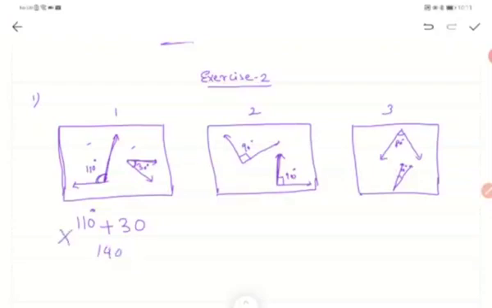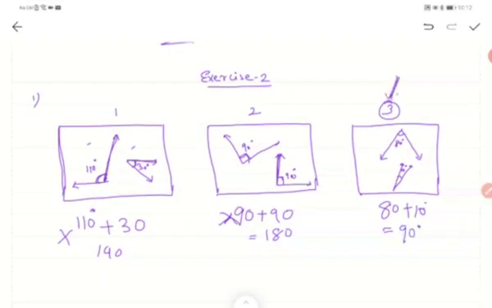What about the second pair of angles? You have 90 plus 90. So even this cannot be complementary, because the sum of two angles should be 90. Here a single angle itself is giving you 90. So we can see two right angles. Okay, so this is not complementary. Check this one. One is 80 degrees and the other one is 10 degrees. So 80 plus 10 is 90 degrees. So your third pair of angles is complementary.